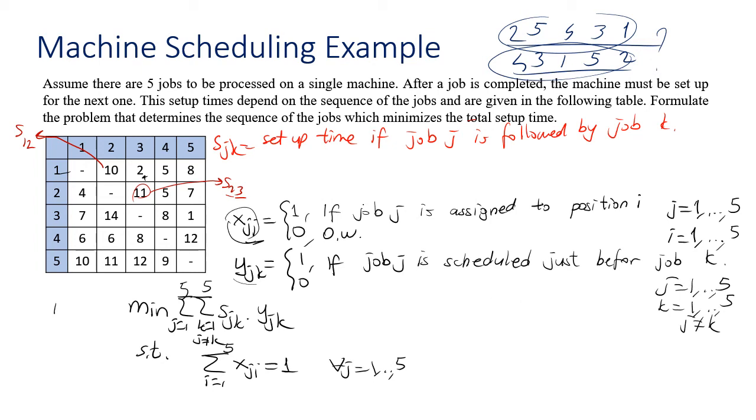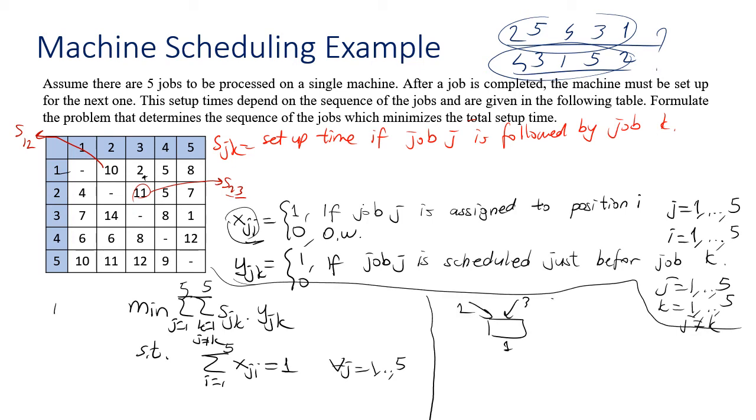Another constraint that we have is this. I'm going to continue on this side. Consider position 1 this time. Can we assign job 1 and job 3 and job 4 to position 1 at the same time? No, this is not possible. For each position, I need to assign just a single job, right? So considering position 1, x_11, x_21, up to x_51 represent whether these jobs are assigned to position 1 or not, and this summation will be equal to 1.